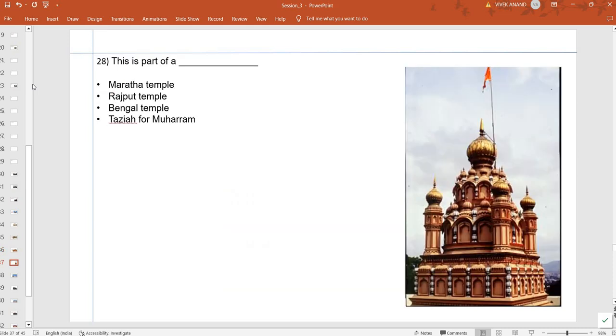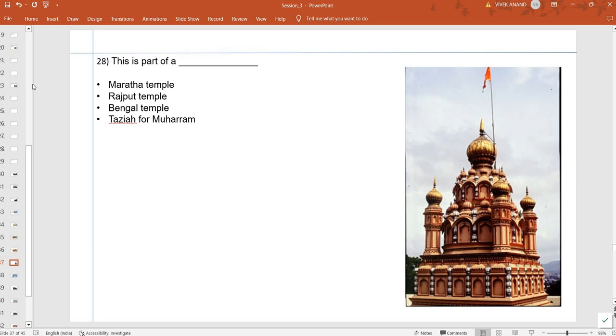Next question. This is part of which temple? Maratha temple, Rajput temple, Bengal temple, or Tazia of Muharram? Tazia or Mughal. Are you sure? Yes. Please look carefully. Can you see a red flag? In the video it was shown.